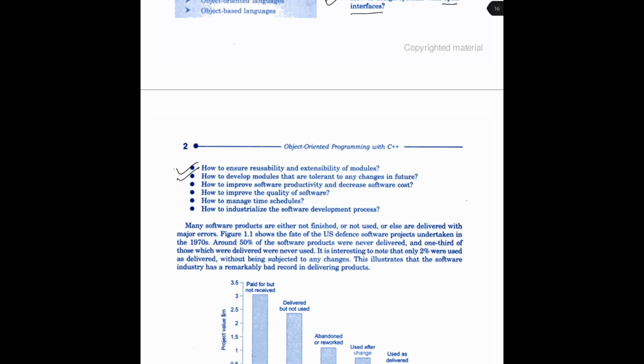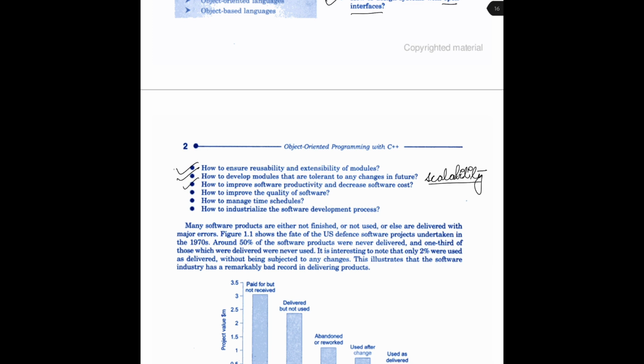The next point is how to develop modules that are tolerant to any change in future. This is known as the scalability of your system. So you have to make sure that you are developing software which is scalable in future, so that if a user requirement comes in the future, your software can handle it, you can solve that use case, and you can embed a new feature in your system.